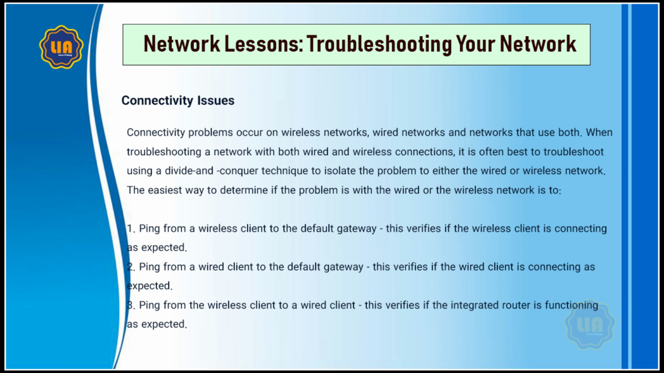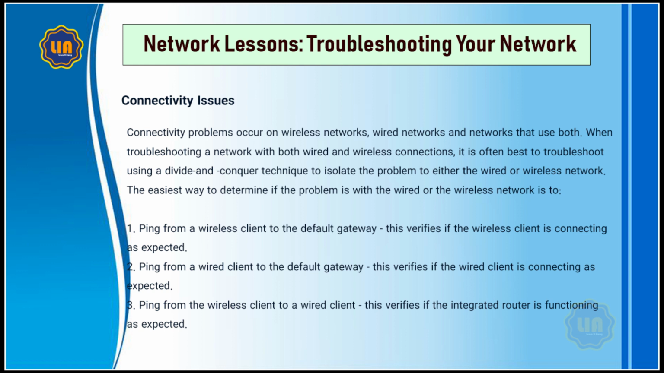Connectivity issues. Connectivity problems occur on wireless networks, wired networks and networks that use both. When troubleshooting a network with both wired and wireless connections, it is often best to troubleshoot using a divide-and-conquer technique to isolate the problem to either the wired or wireless network.